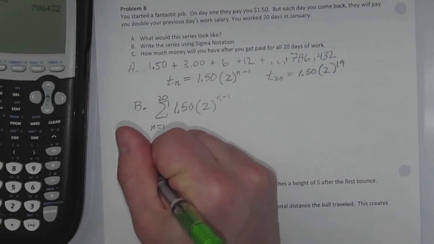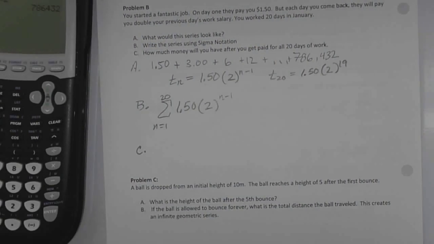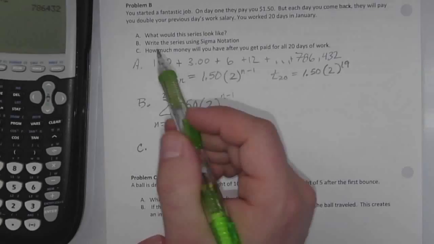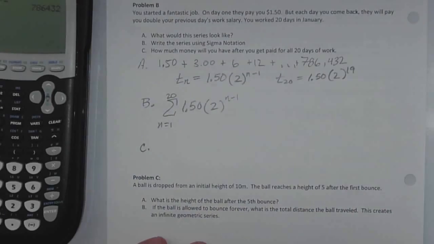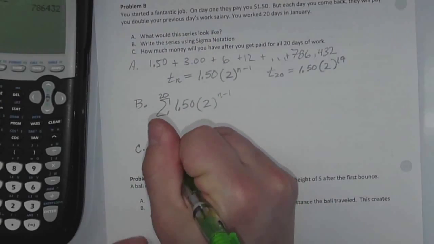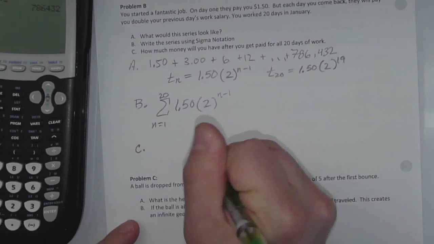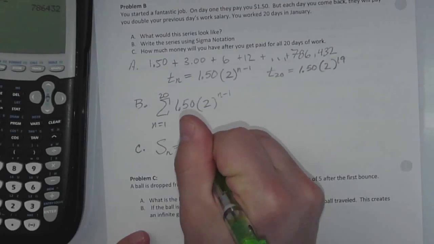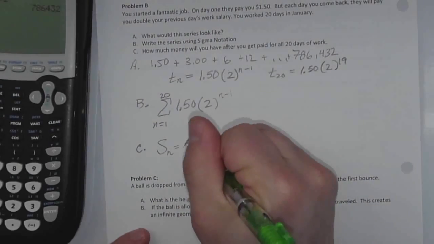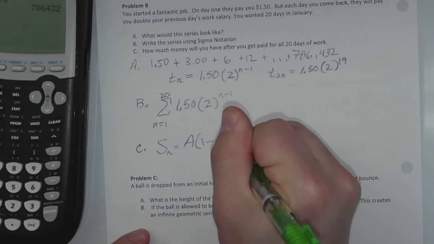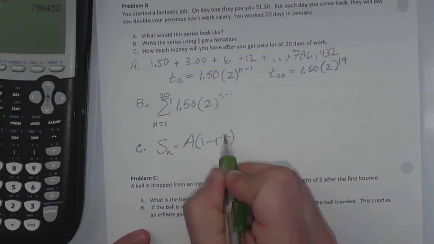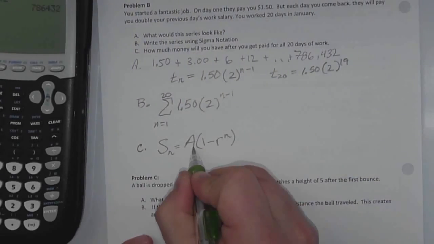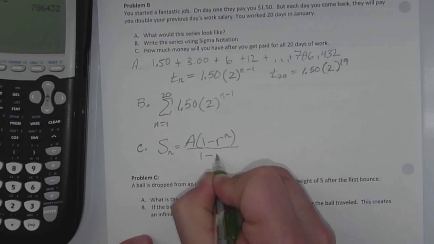Question C, how much money will you have after you get paid for all 20 days of work? So now I want to add up, find the actual sum of all these values. And so we know that for a geometric series, the sum is equal to the first term times 1 minus r to the n, where n is the total number of terms, so in this case it's 20, divided by 1 minus r.